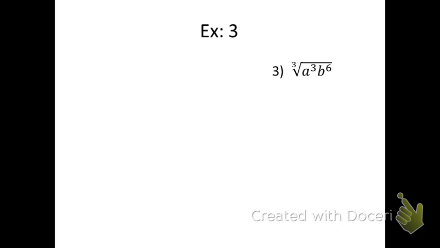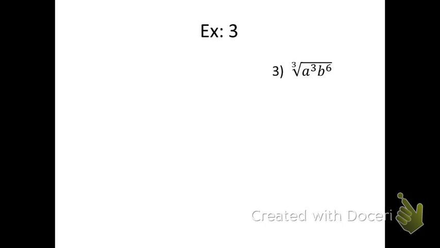Okay, number 3. What's the third root of a cubed b to the 6th power? Well, in this example, we're going to use a little shortcut. We could write out a to the 3rd 3 times and b to the 6th 6 times, right? But this is going to take a long time. I'm already getting tired of doing this, so I'm going to erase my work here and start again.